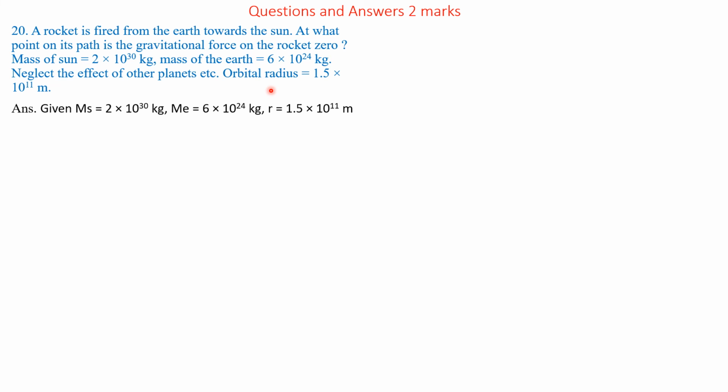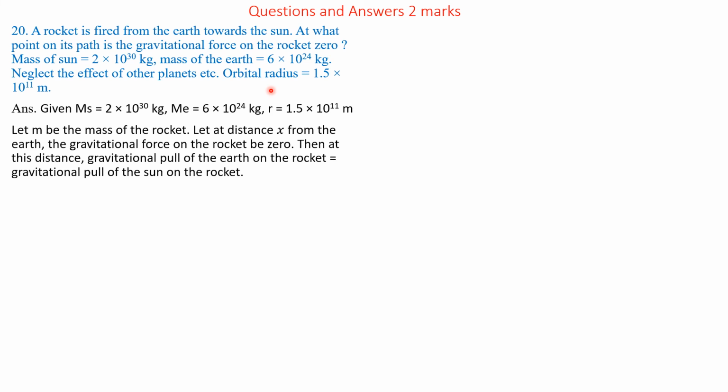Therefore, write down the given parameters as shown. Let m be the mass of the rocket. Let at distance x from the Earth the gravitational force on the rocket be 0. Then at this distance the gravitational pull of Earth equals the gravitational pull of Sun.